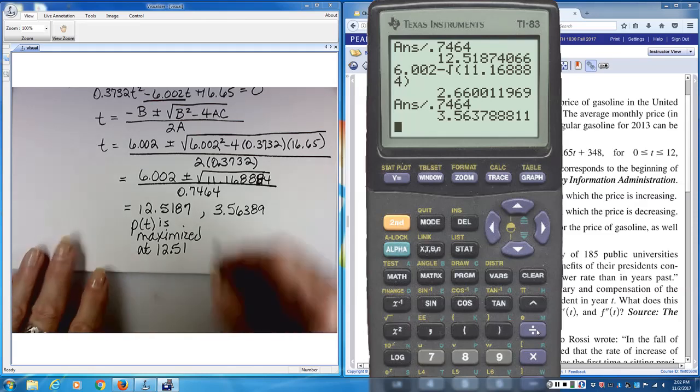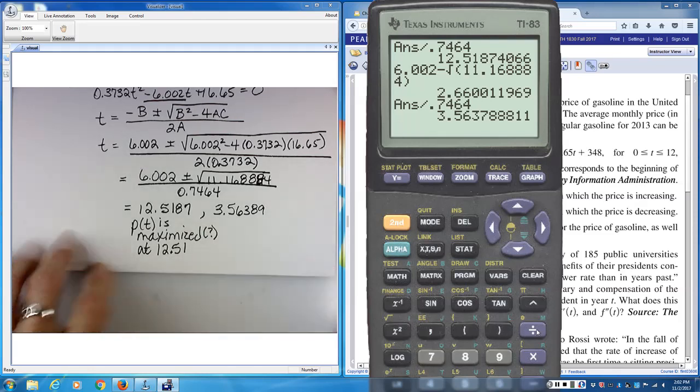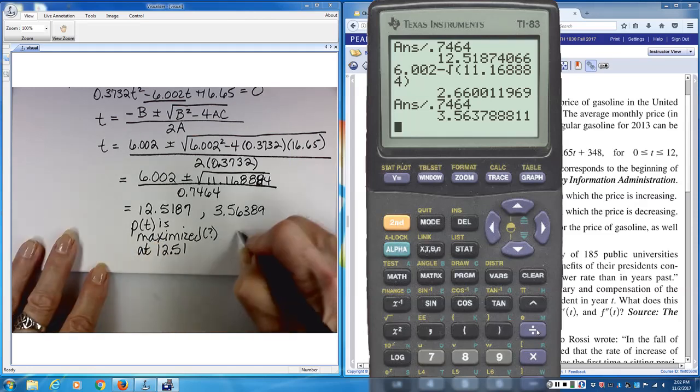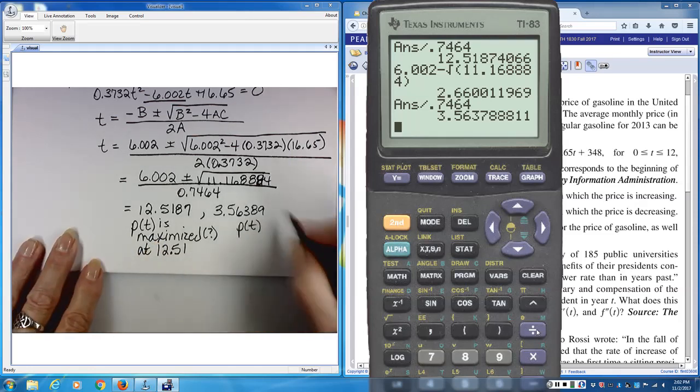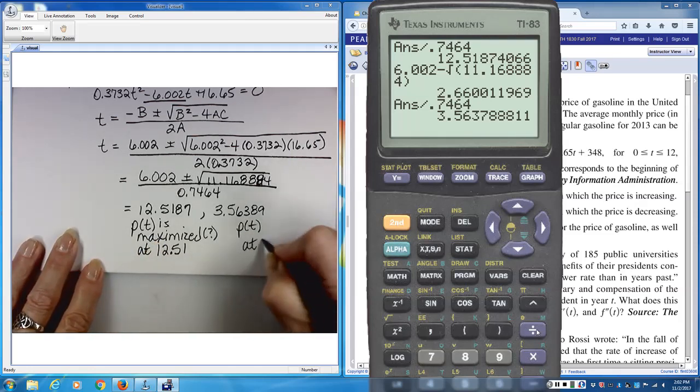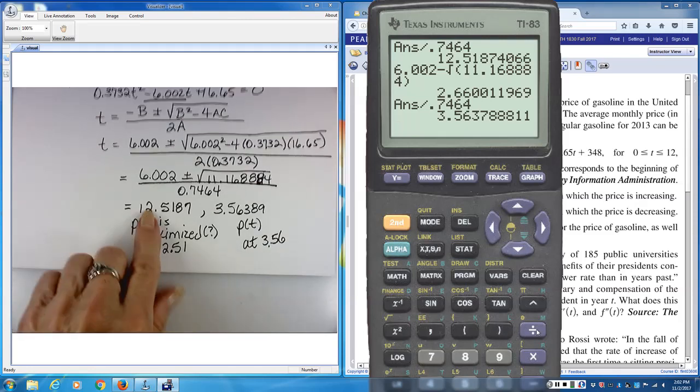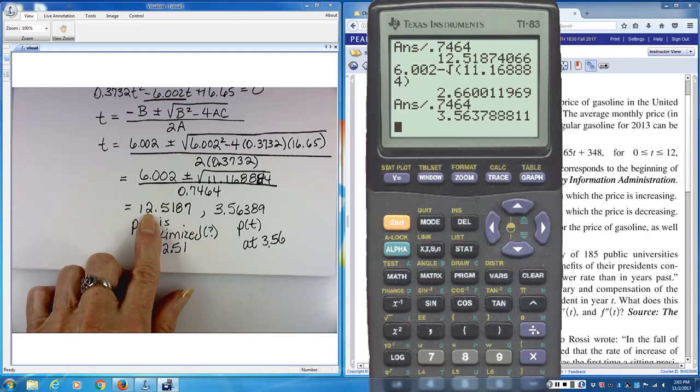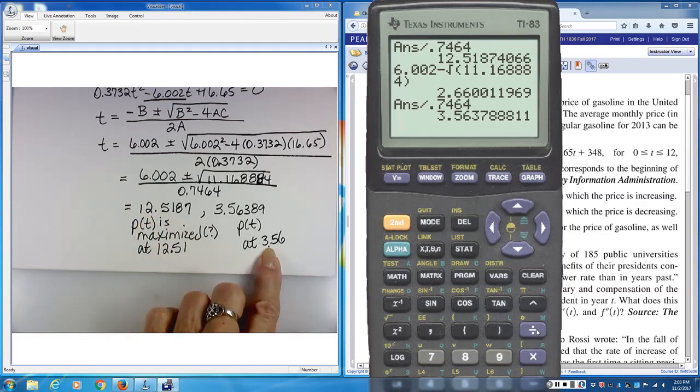So the other zero, and I'm just going to put a question mark there because we don't know if it's maximized or minimized. But P of t is also maximized or minimized at 3.56. Now this is after December. This is halfway through January of the next year. But this is a little better than halfway through March. How are we going to tell which one is a maximum and which one is a minimum? Because we know the function has both. How do we figure out which is which?